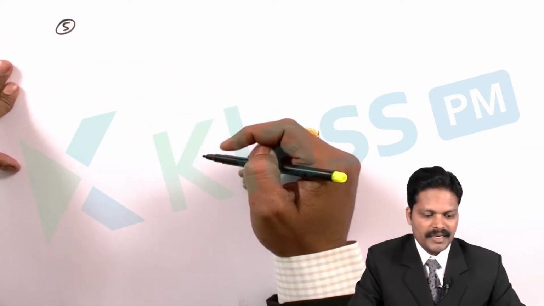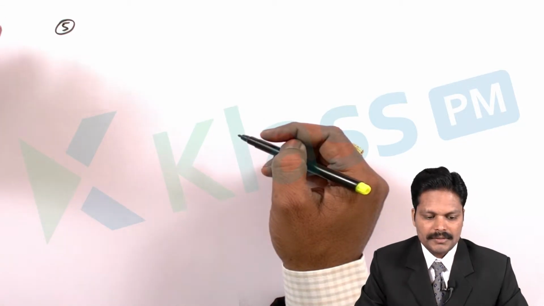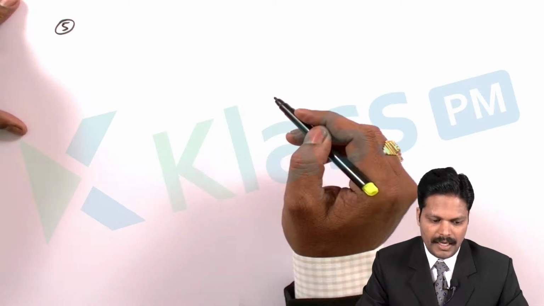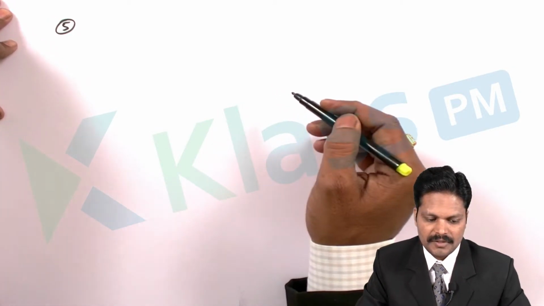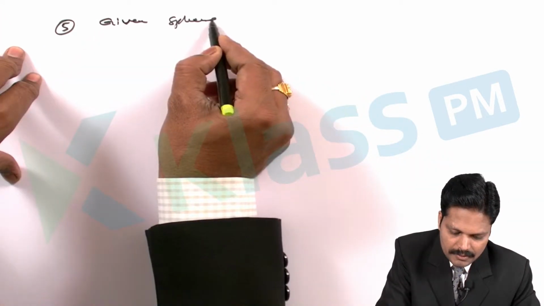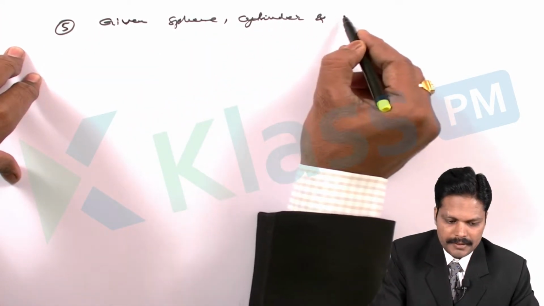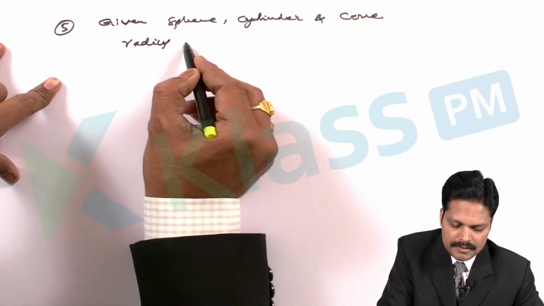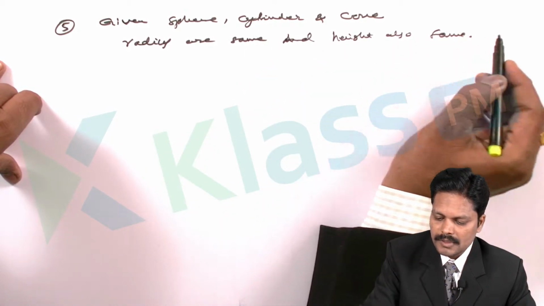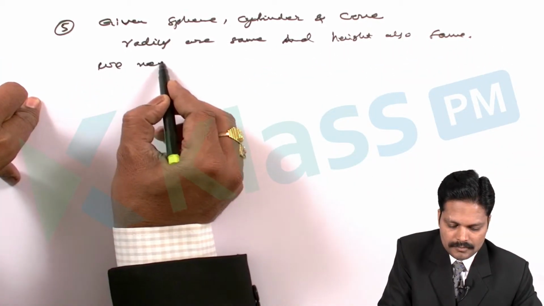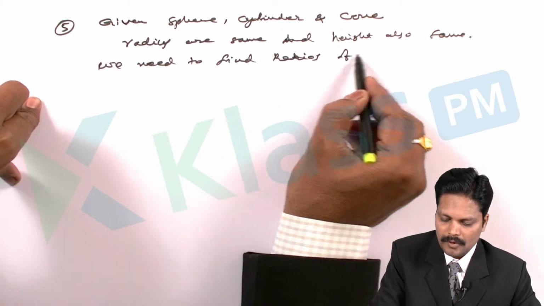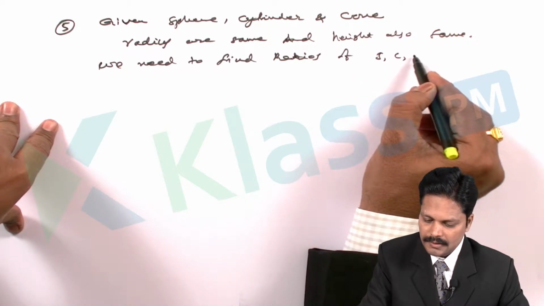Here is one more problem: we have a sphere, a cylinder and a cone. The sphere, cylinder and cone have the same radius and the same height. Find the ratio of their curved surface areas. So here the given sphere, cylinder and cone have the same radius and the same height. So we need to find the ratios for the sphere, cylinder and cone.